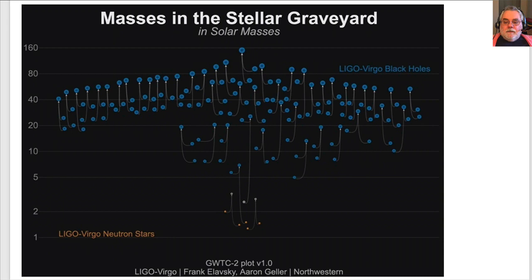Here is a chart of about 50 mergers, two compact bodies merging into one, that have been detected by LIGO so far. The vertical axis is mass in solar masses. Blue circles at the top of the image are stellar mass black holes. Orange circles at the bottom of the image are neutron stars.